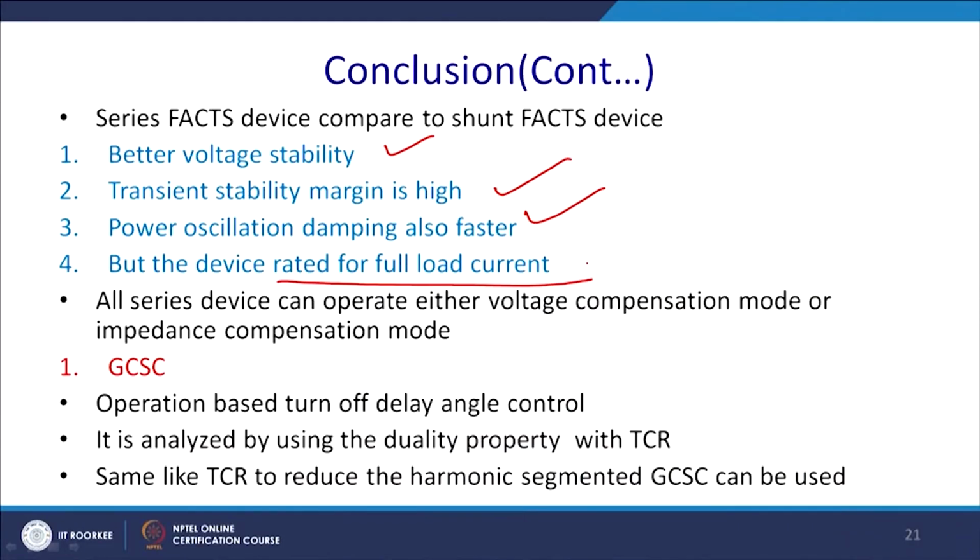So, series devices can operate in either voltage compensation mode or impedance mode. GCSC is an impedance mode operation based on the turn-off delay of the GTO. It is analyzed by using the duality property of the TCR, and like the TCR, to reduce the harmonics, a segmented GCSC can be used.